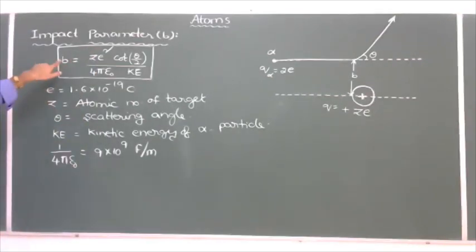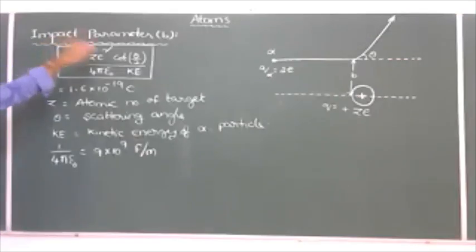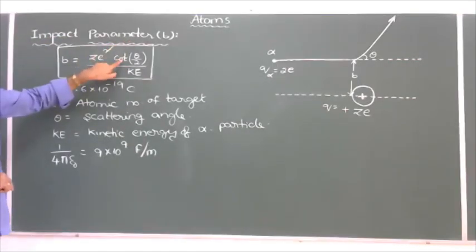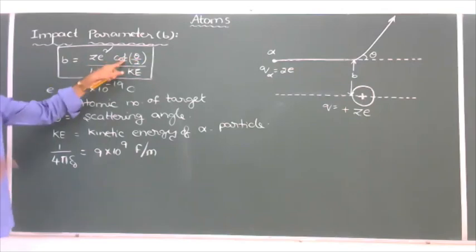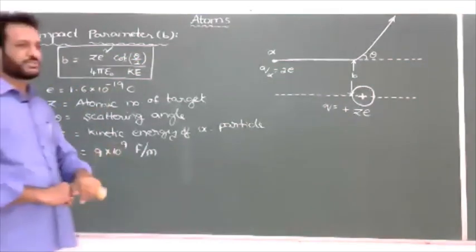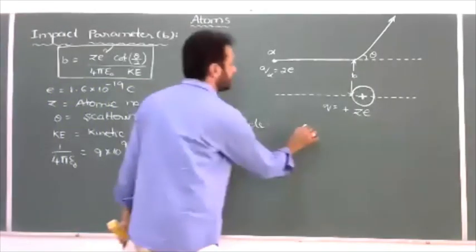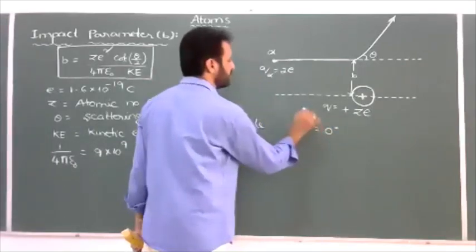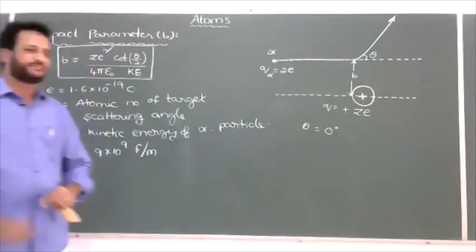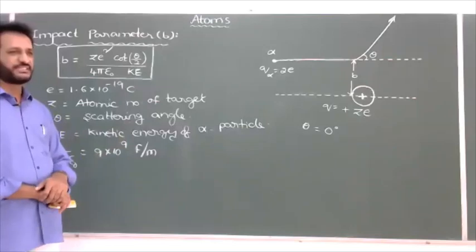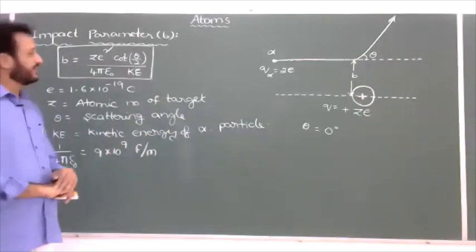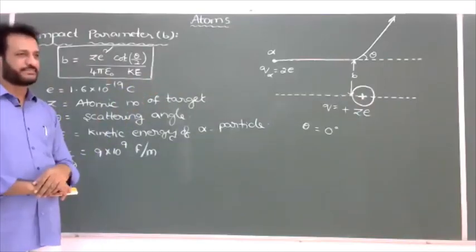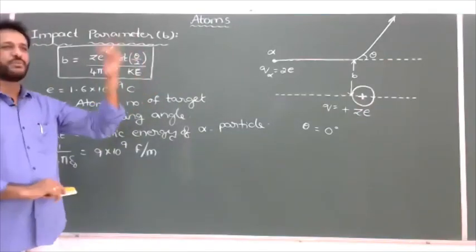Generally, whenever the B value increases, cot theta by 2 also increases, but the theta value decreases, because cot and theta are inversely related. For example, if theta is equal to 0 degree, what is cot 0? Cos 0 by sin 0, which is equal to 0. Whenever cot theta by 2 is equal to 0, theta by 2 is equal to 90, then automatically theta is equal to 180.